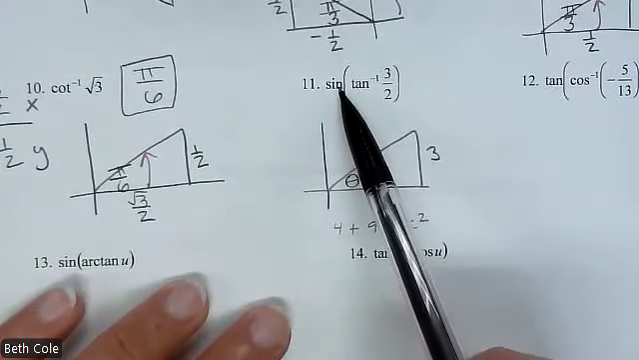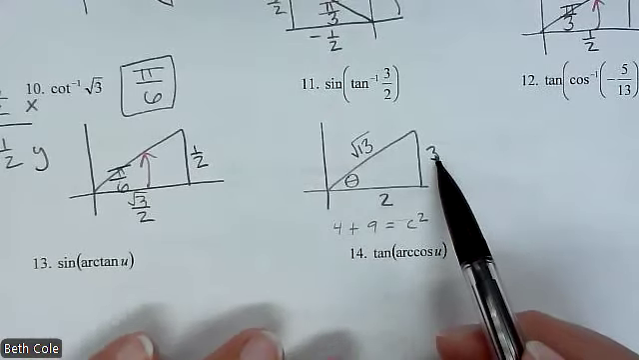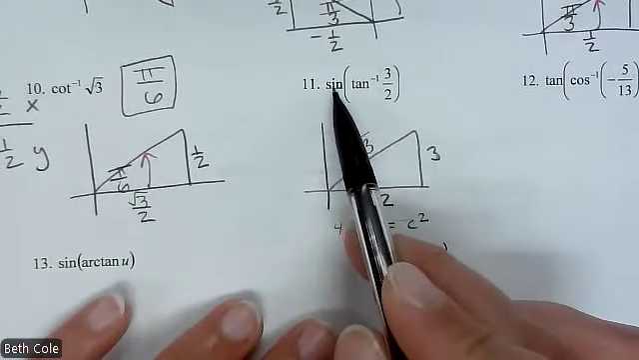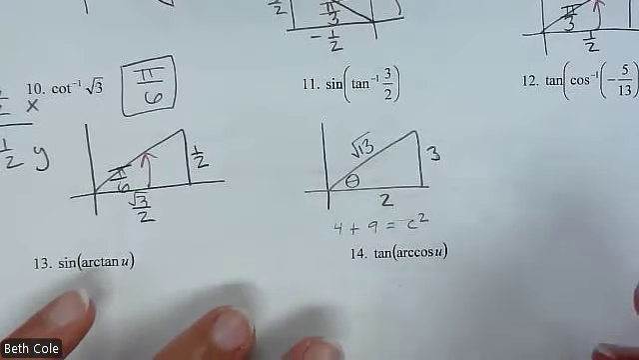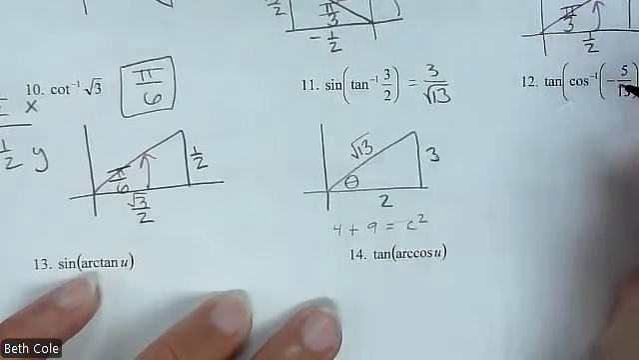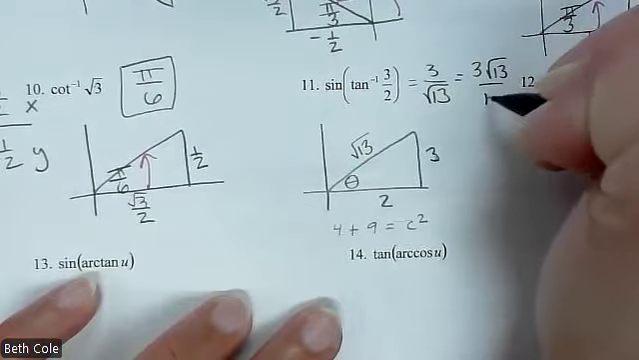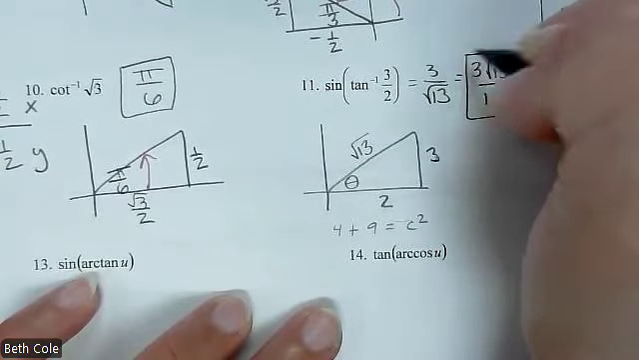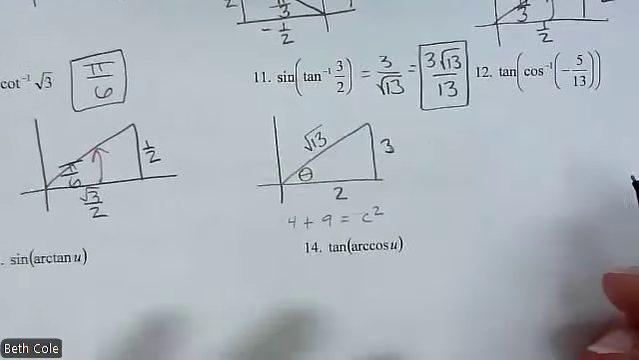We want to do sine using this triangle. Sine is opposite over hypotenuse. So it'll be 3 over square root of 13. And we're going to rationalize. So 3 square root of 13 over 13 is our answer. These ones will look messier because they're not on the unit circle and you have to do Pythagorean theorem and all that. Let's try the next one.